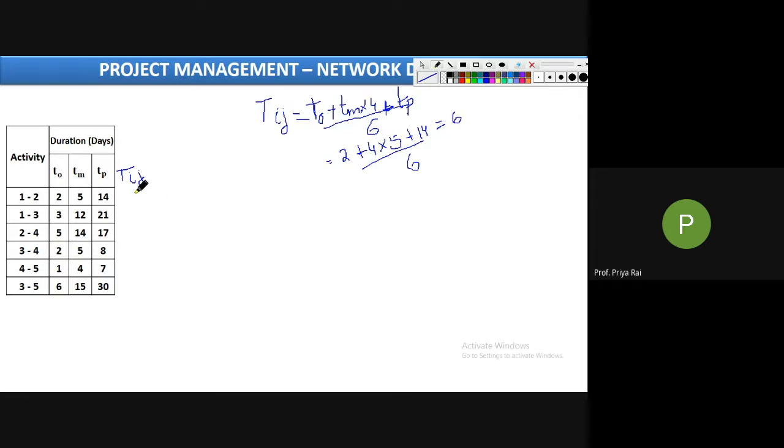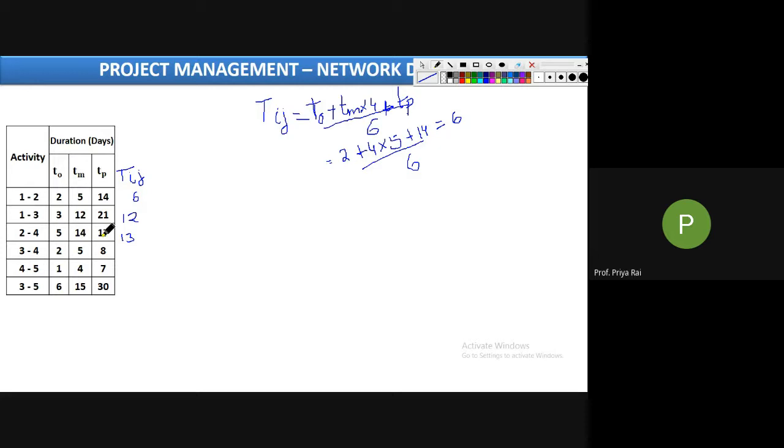Very good. Similarly, can you calculate for 1 to 3? Today we will do only calculations, no more theory. So tell me, what will be the next one? 12. Yes, very good. See, 3 plus 4 into 12 plus 21 divided by 6. Just use the calculator and tell me. Okay, 12. Ma'am, 13. Yes, very good, 13.